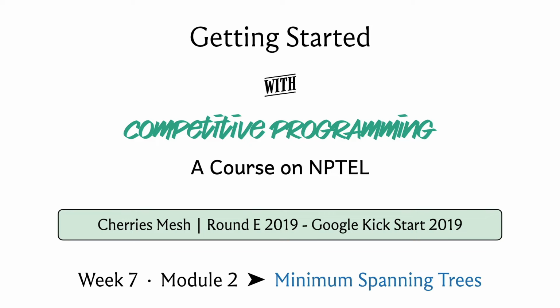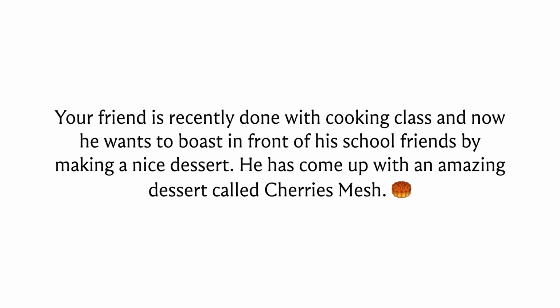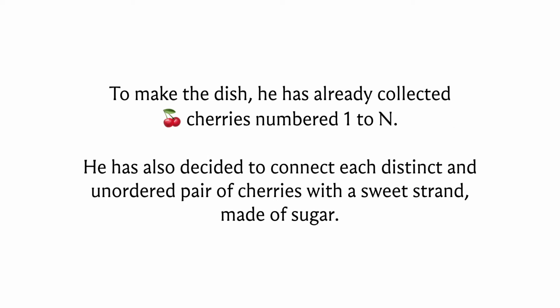So let's get started by looking at the problem statement. Your friend has recently finished a cooking class and now he wants to boast in front of his school friends by making a nice dessert. He has come up with an amazing dessert called Cherries Mesh, and to make the dish he has already collected n cherries which are numbered 1 to n. And he has also decided to connect each distinct unordered pair of cherries with a sweet strand made of sugar.